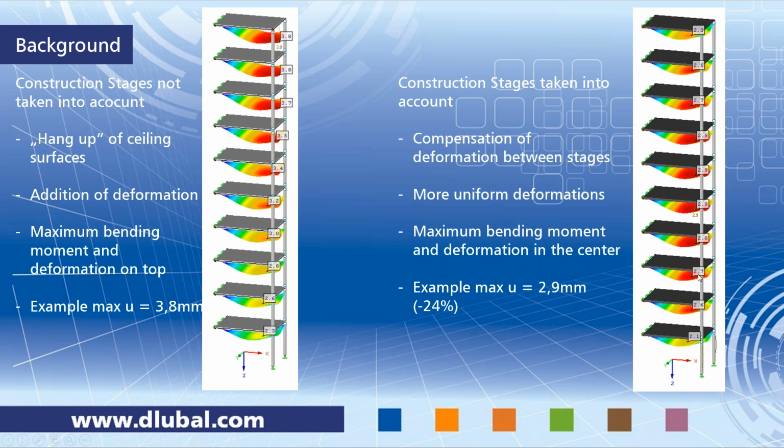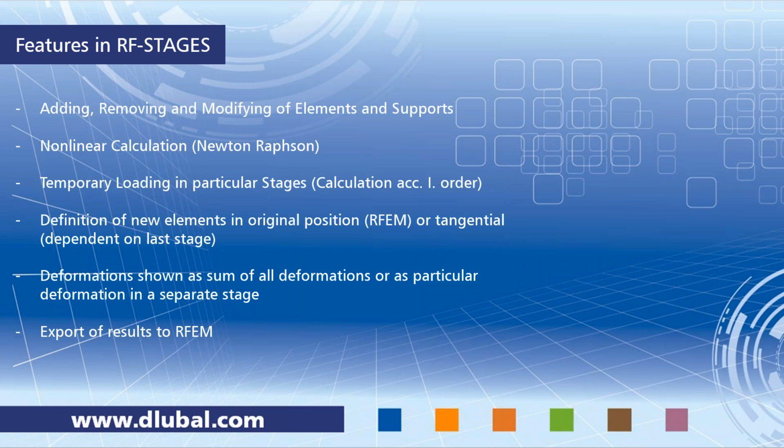So with this information about the construction stages calculation, we want to take a look at the features of our stages in the next slide. What are the features of stages? Of course, you can add and remove elements. That means, as I did in the example of the high-rise building, you can add columns and surfaces and even solid elements in several stages. You can remove them, like temporary columns, in the first stage or second, whatever. Or you can even modify elements. You can modify materials, hinges, and even supports.